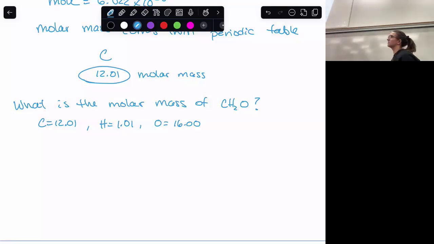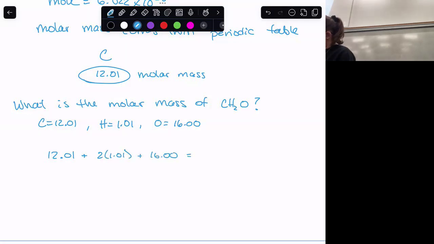what would be the molar mass of CH2O? And how did you get that? 12.01 plus 2 times 1.01. Perfect. Plus 16. Awesome, right? So what is that? 30.03 grams per mole.